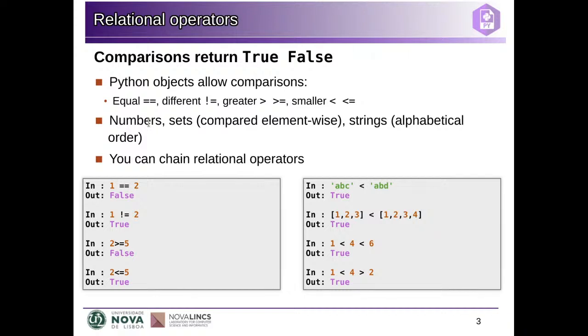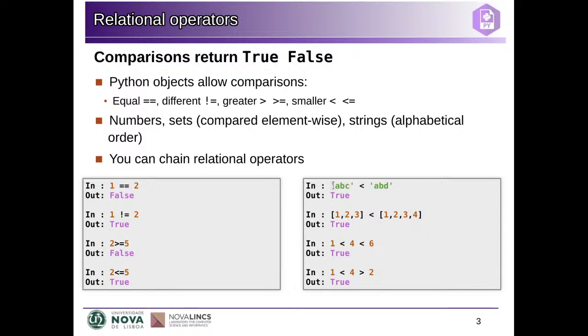You can do these comparisons with numbers. For example, 1 equals 2. If we ask like this, we get the result false. This is one Boolean value when the comparison is false. You can do this with sets. For example, lists. You can compare lists. They are compared element-wise. You can do it with strings. They are compared in alphabetical order and so on.